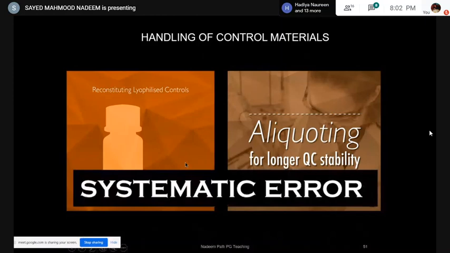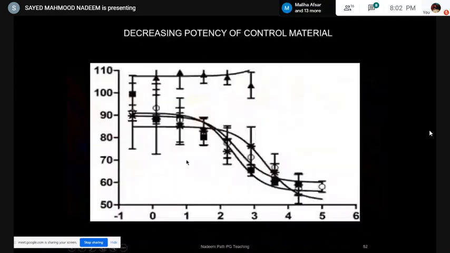The third part is, as I told you earlier in the last lecture, with time, the potency of the control material gradually starts falling. And that is why it is very important to write on the control material the day of opening of the control material. Gradually, the control material potency starts falling, and there's a pattern you can see, there is a trend, and this is very typical of systematic error.